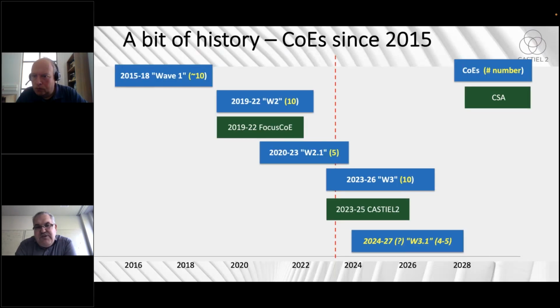This program actually started back in 2015 with the first wave of Centers of Excellence being funded, and since then we have had four rounds of funding. In 2023, EuroHPC took over, and another round of funding will probably be launched next year.